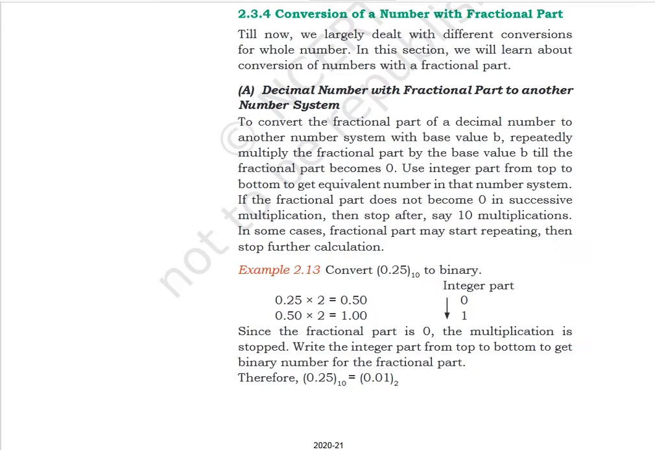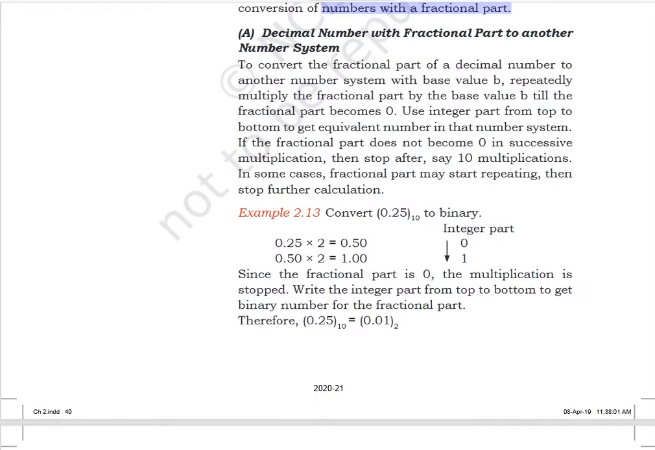Okay, so today we are discussing the conversion of a number with fractional part. Now see, till now we largely dealt with different conversions for whole numbers. In this section we will learn about conversion of numbers with a fractional part. Now see, first of all, decimal number with fractional part to another number system.